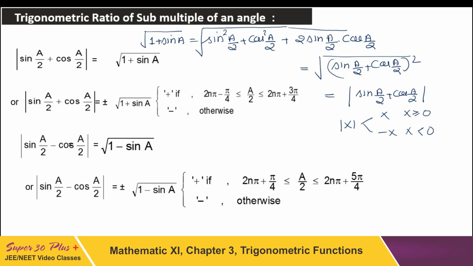And this is the main reason that it may be either plus or minus sign, and on the basis of this we can find the different types of questions also. So we have to remember that if a by 2 lies between 2n pi minus pi by 4 to 2n pi plus 3 pi by 4, then it is a plus sign, otherwise it is a minus sign. And if a by 2 lies between 2n pi plus pi by 4 to 2n pi plus 5 pi by 4, then it is a plus sign, otherwise minus sign.